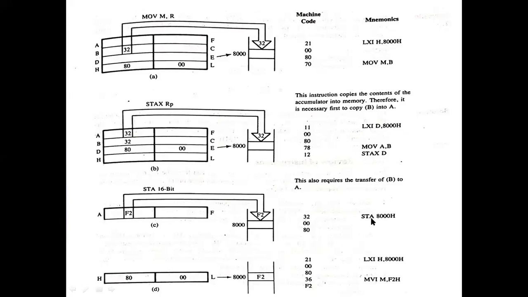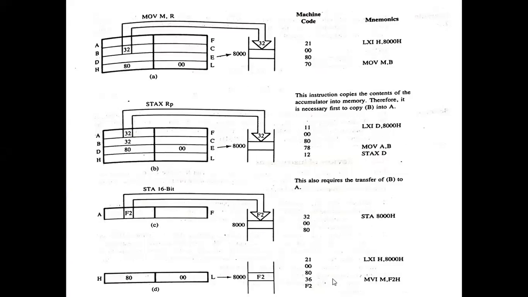It will copy the content of the accumulator into the memory whose address is defined within the instruction, that is 8000. So whatever is the content of the accumulator, it will be copied to 8000. If I have F2 in the accumulator and we write STA 8000, then this F2 will come out of the accumulator and be stored at the 8000 memory location.